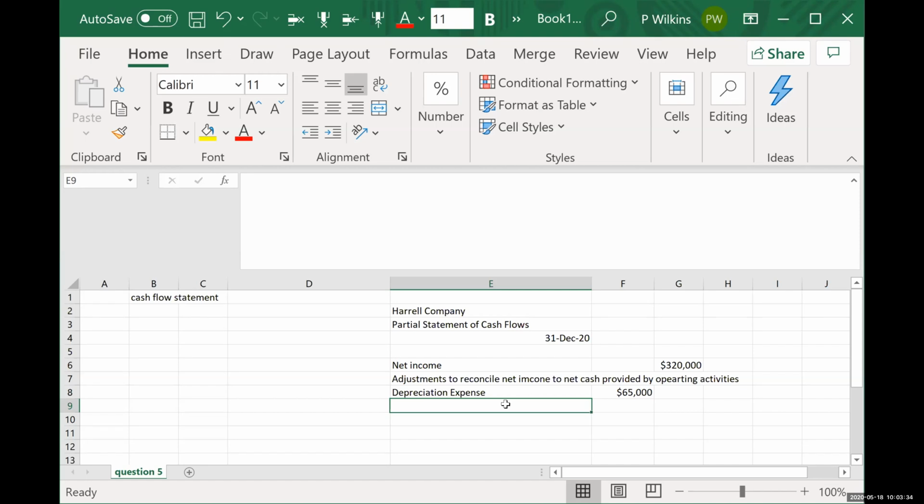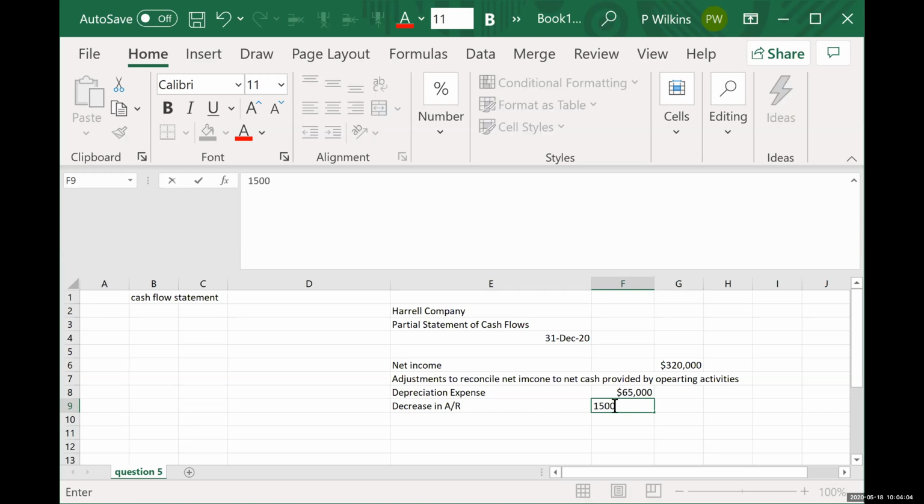So if we look at this, we go up above, we don't do anything with the cash number. We go to accounts receivable. We see that accounts receivable went from $32,000 in the beginning of the year to $17,000 at the end of the year. So there was a $15,000 decrease in accounts receivable. And the rule says when there's a decrease in an asset, we add. So we're going to add $15,000.